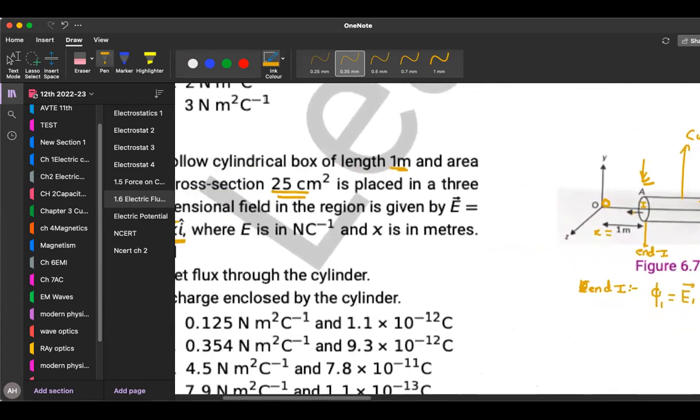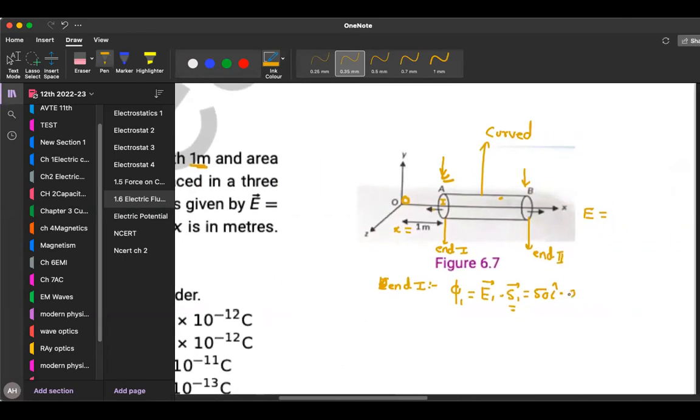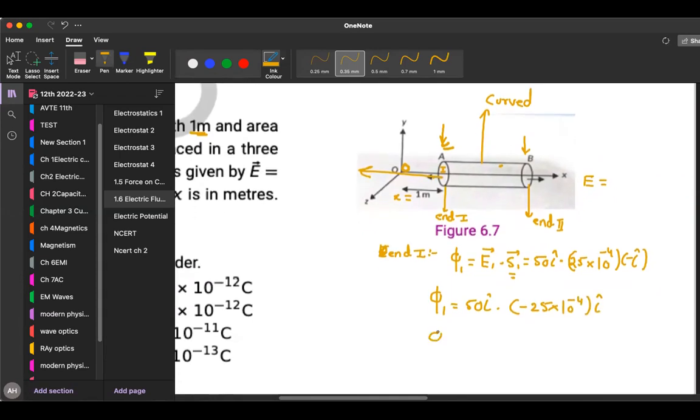For this end one, the area is 25 centimeter square. To convert this into meter square, that will be 25 into 10 raised to the power minus 4. The direction of area vector is away from the area, so this will be the direction of area vector, negative x-axis. The unit vector along negative x-axis is minus i cap. So phi 1 is 50 i cap dot minus 25 into 10 raised to the power minus 4 i cap. The coefficient of i cap here is 50 and here minus 25 into 10 raised to minus 4. So 25 into 5, which is 125, into 10 raised to the power minus 3 Newton per coulomb meter square. So this is for end one.